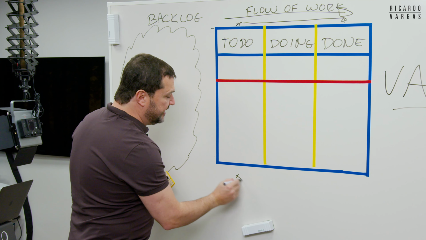For example, if you have only 1, let me give you this example. It means that you have 1 free slot. So your team can take H and move it here. This is the flow of work. And then when X is ready, you move to the done. So what happens when you move to the done?